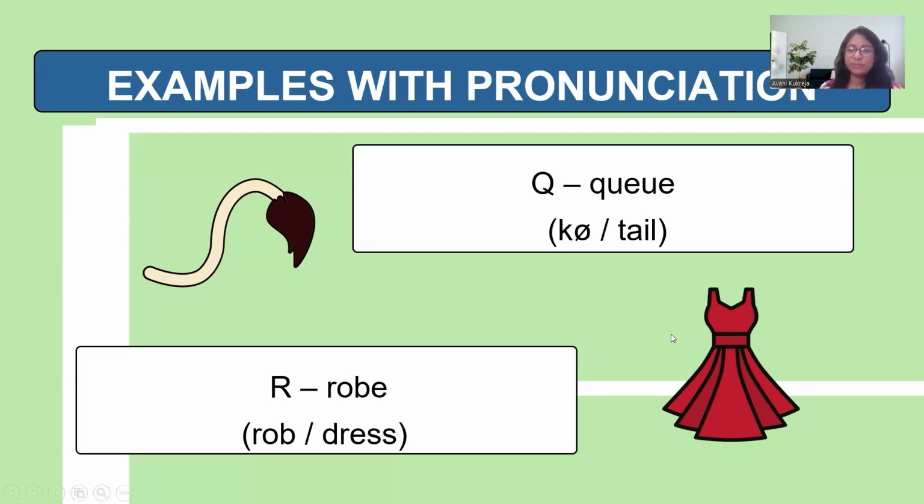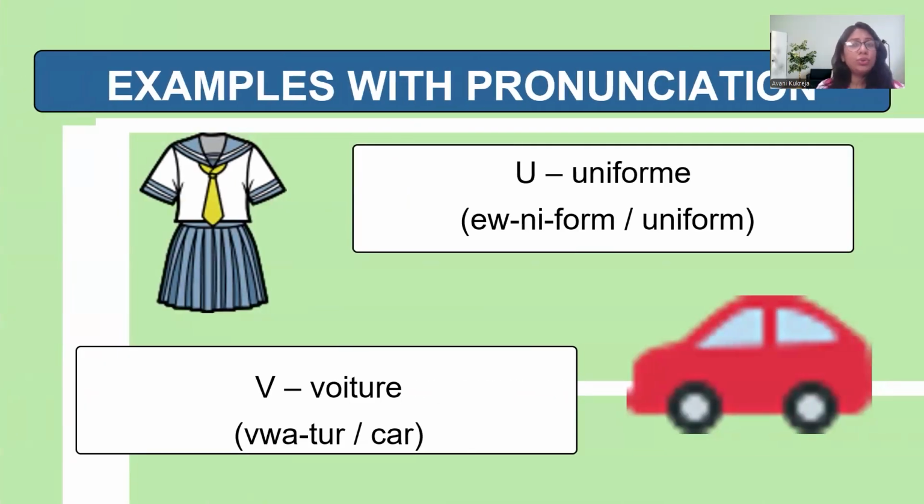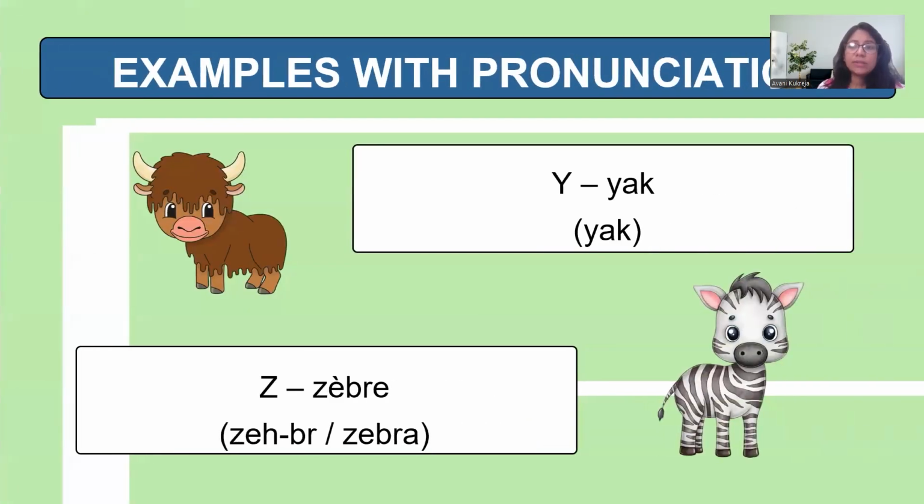Next one. With the letter S, we have the word soleil. Soleil. With T, we have the word table. Table. Uniforme. Voiture. Voiture. Wagon. Wagon. Xylophone. Xylophone. Yak. Yak. Zèbre. Zèbre.